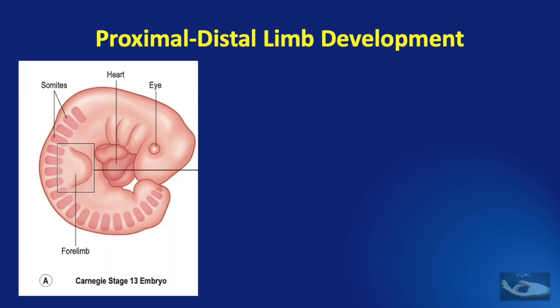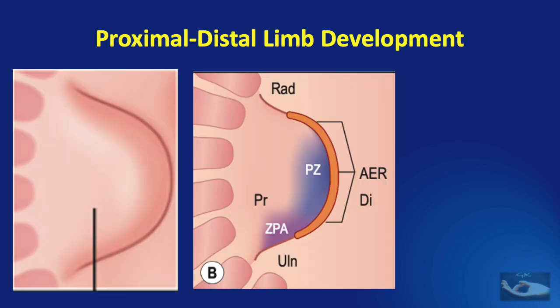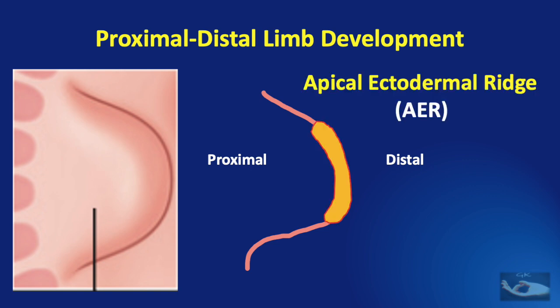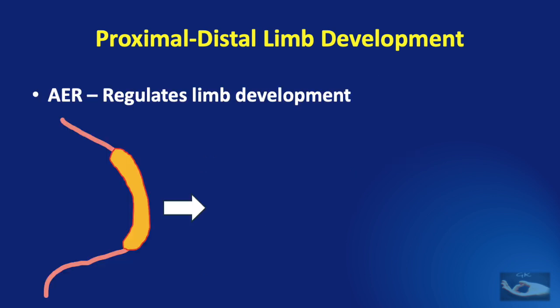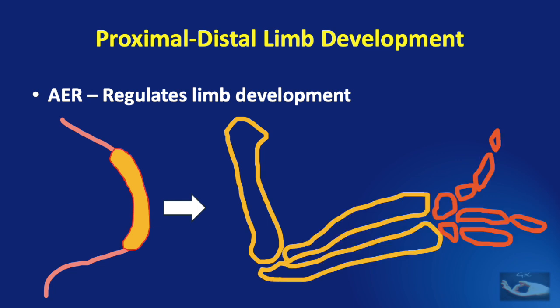In the Carnegie stage 13 embryo, the limb bud develops. This diagram shows the position of the apical ectodermal ridge. Let us try to understand this better. These are the proximal and distal portions of the limb bud. The apical ectodermal ridge or the AER is situated over the growing end of this limb bud. It regulates limb development so that the humerus, the forearm bones, and the hand develop successfully.